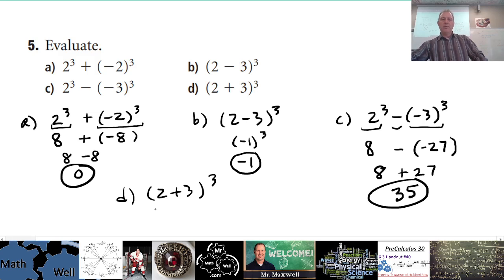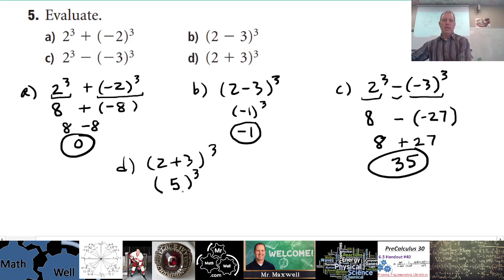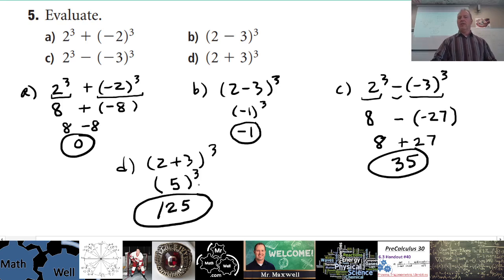Finally, there's D down here. I'll do D for you. Very similar. We do our brackets first. That's going to be +5 cubed, and go down. So 5 times 5 is 25. 25 times 5 is 125. Correct. Okay, so there's the work and answers for the first 4 for number 5 as well.